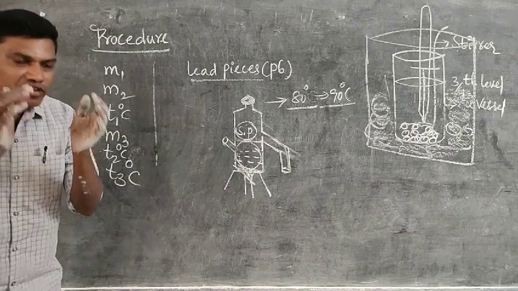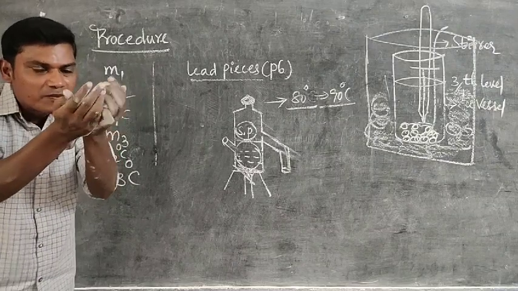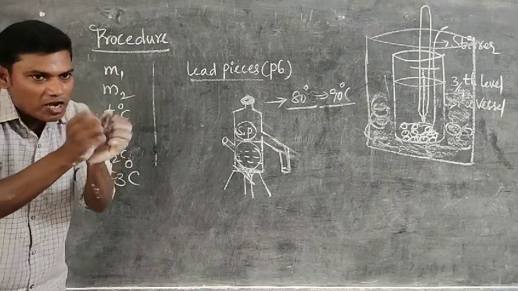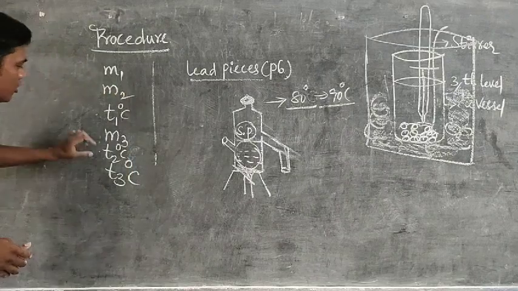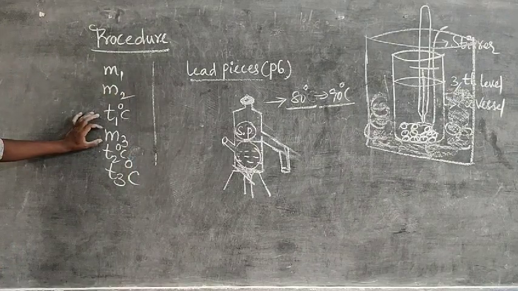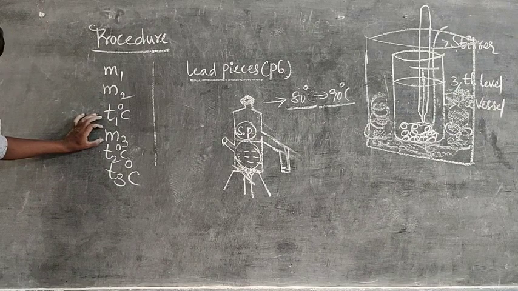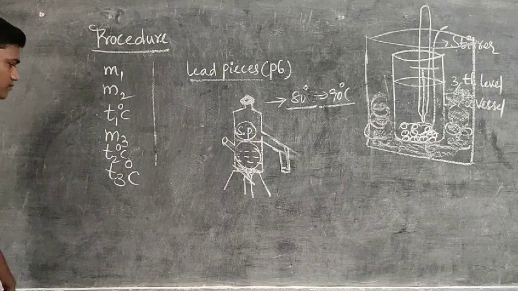Further, some solid pieces are given. The given solid pieces we weigh and note as m3. m3 represents the mass of the solid pieces only.